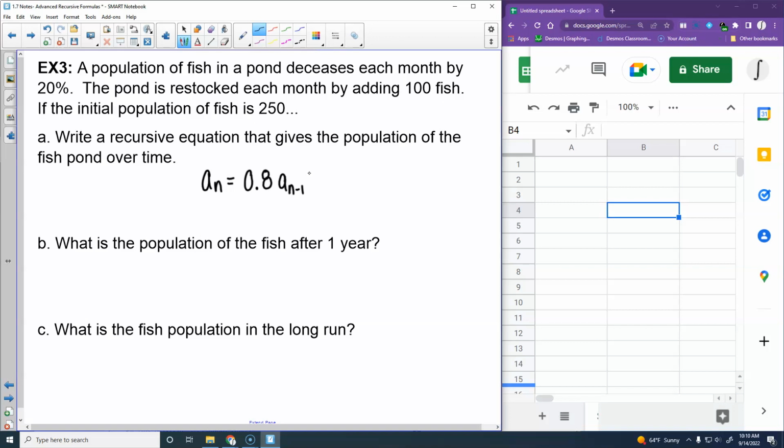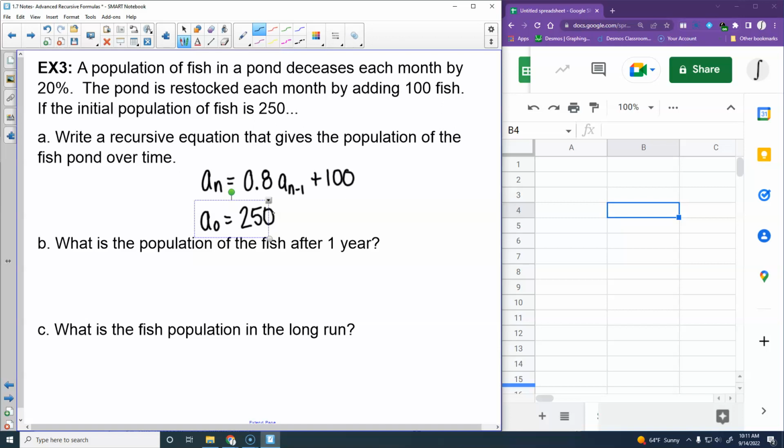But you will have this many fish, but what else do they do at the end of the month? They add 100 fish. So we're going to add 100 here. And what is our A sub 0? 250. That's our initial population.